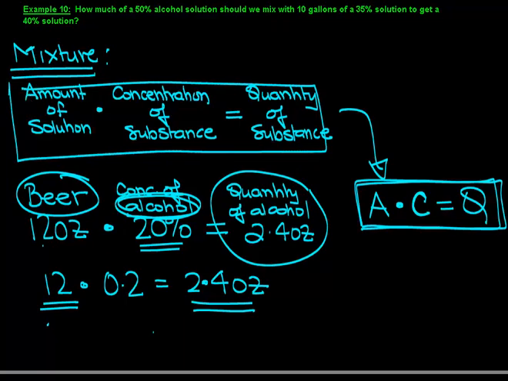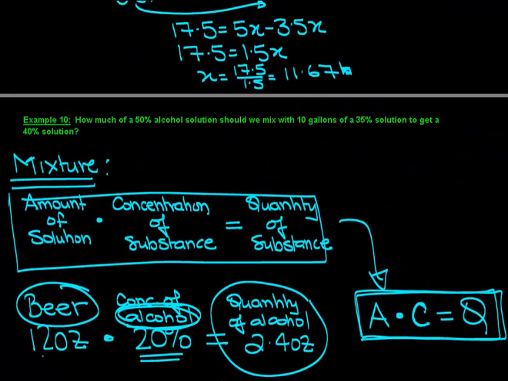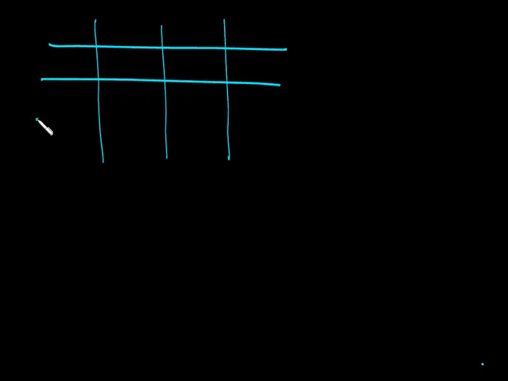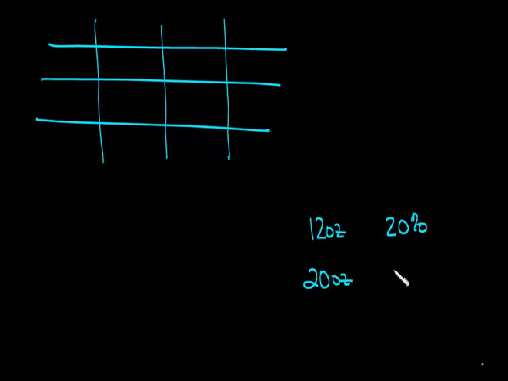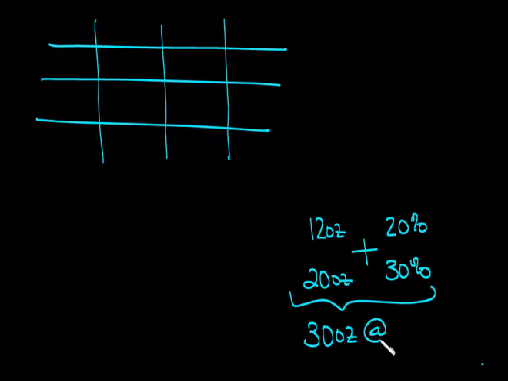Okay, so let's take a look at how to set up this problem in terms of a table, because we're going to be mixing two things. That makes sense though. Think about it. If you have 12 ounces of beer that's 20% alcohol, and then you have another 20 ounces of beer that's 30% alcohol, if I were to mix this, I would end up with what? Well, if I mix 12 ounces with 20 ounces, I would get 32 ounces of beer, okay, which is at how much alcohol?